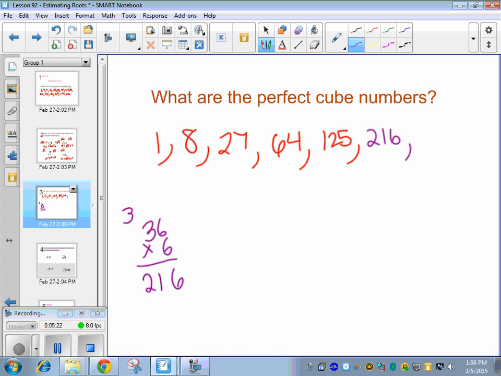Okay, 7 cubed. 7 times 7 times 7, right? If you don't know, 49 times 7. 343. Okay, try to memorize up to 7. If you memorize up to 7, you're probably good.